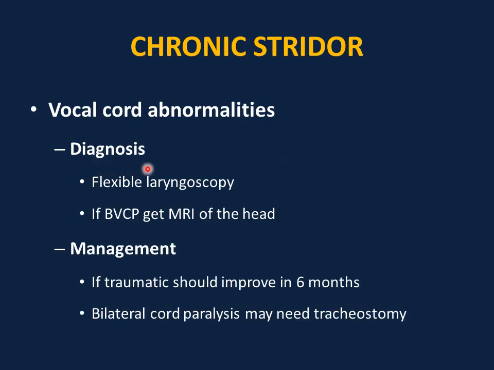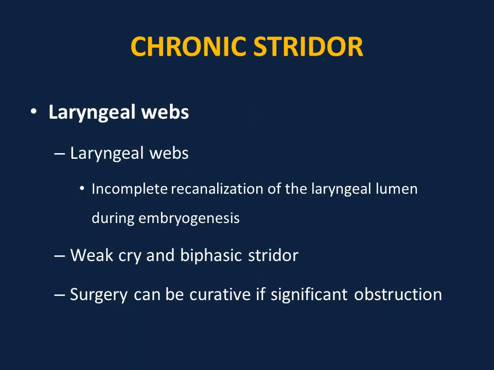Diagnosis of vocal cord abnormalities is by flexible laryngoscopy. If bilateral vocal cord paralysis, you need to get an MRI of the head to rule out any intracranial abnormalities. Management: if it's traumatic, it should improve in 6 months. Bilateral vocal cord paralysis may need tracheostomy for breathing. Another cause of chronic stridor is laryngeal webs. Laryngeal web is incomplete recanalization of the laryngeal lumen during embryogenesis. It presents with weak cry and biphasic stridor, inspiratory and expiratory. Surgery can be curative if there is significant obstruction.